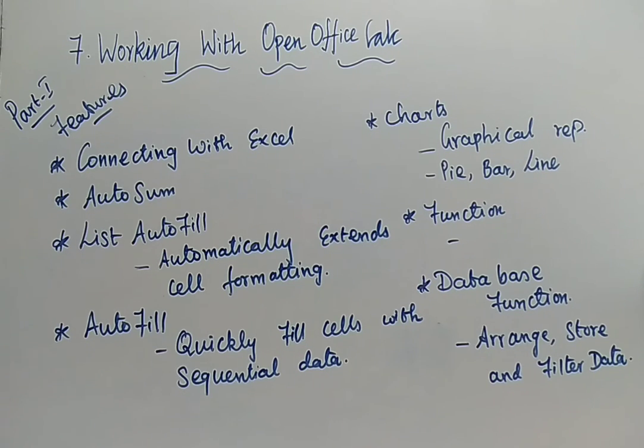Next one is your charts. What is the chart going to give? It is going to give a graphical representation of your data. It can be in the form of a pie chart, bar chart, or line chart. Similarly, the next feature is your function, which can be used to calculate formulas and perform complete calculations on data. And the last feature is your database functions, which help you to arrange, store and filter data. So these are the features that are related to OpenOffice Calc.